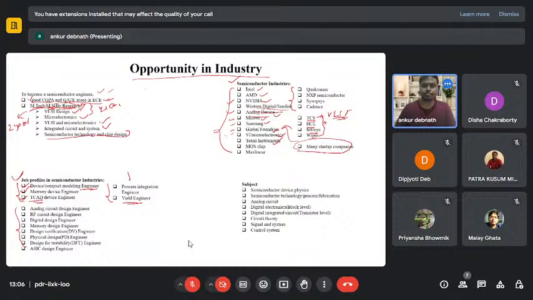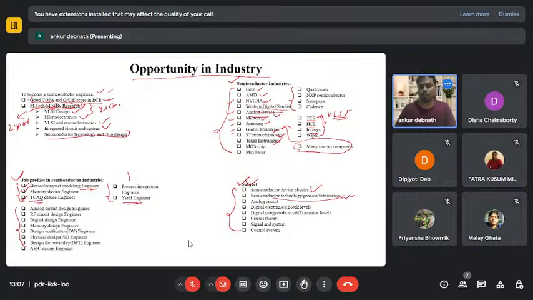So you have to just do a GATE score, get your MTech, then you will see the opportunity. As freshers, you will get it if you have studied these subjects. You should have very in-depth concepts in these subjects: semiconductor device physics. Then technology process fabrication is another subject, but it is optional. You should have some basic knowledge in this case.